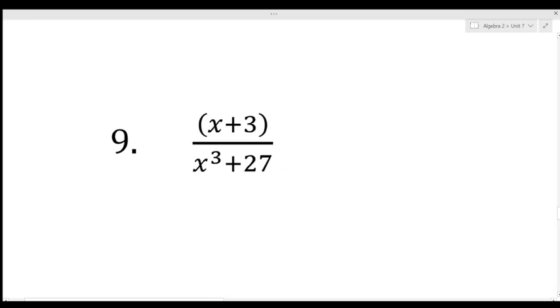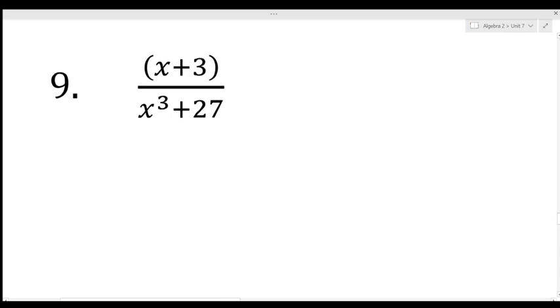Number 9. Okay, so we have x plus 3 on the top, and then we have x to the third plus 27. All right, so some factoring skills we need to recall is the sum of cubes.